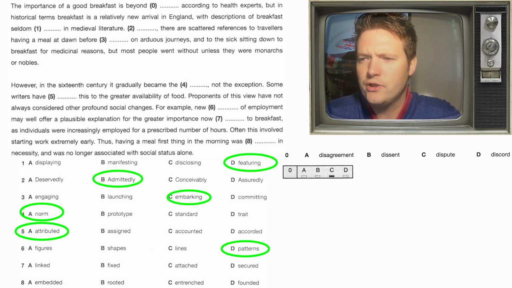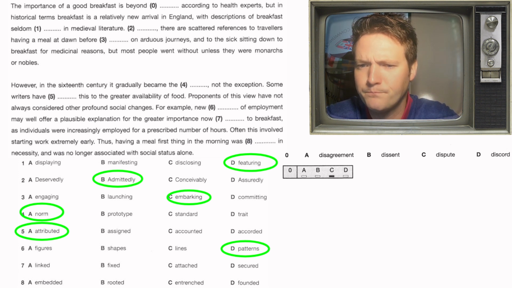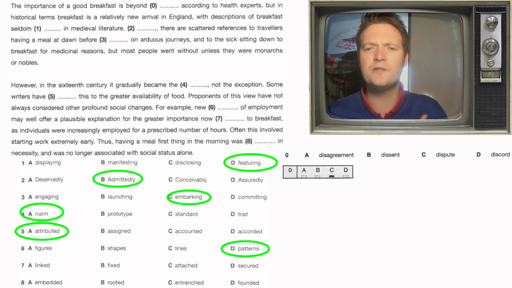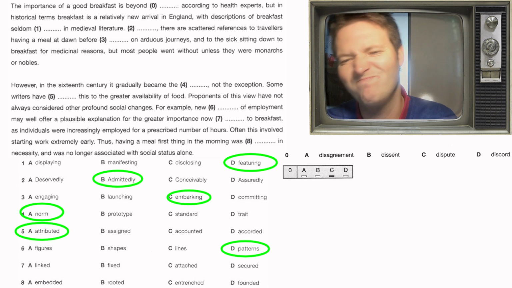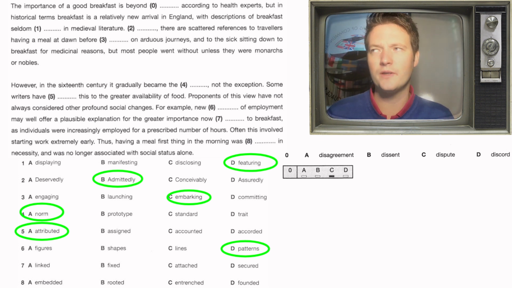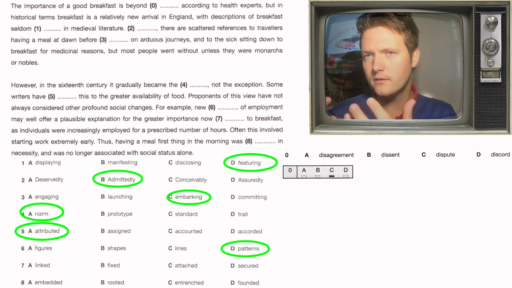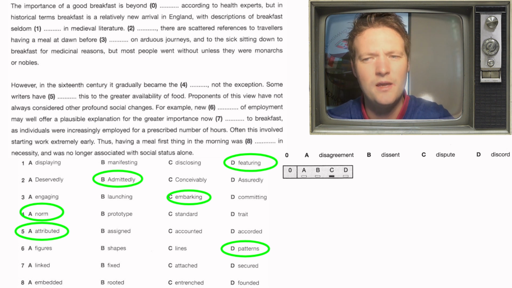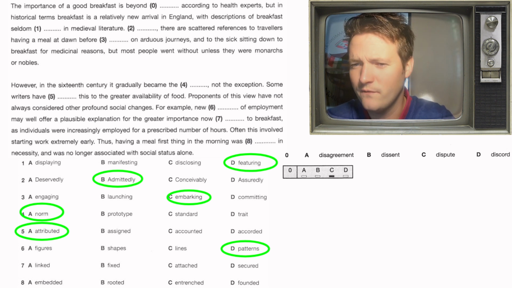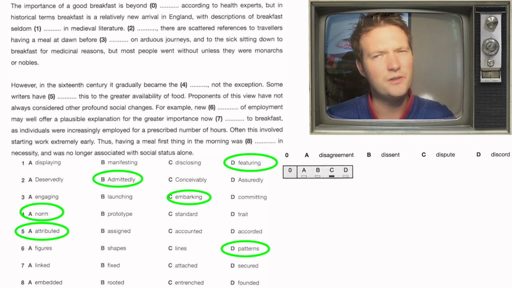Linked, fixed, attached, secured. "The greater importance now put on breakfast." Linked to breakfast. I don't think linked. It's like people are seeing that there is a link between importance and breakfast. That doesn't make sense, I don't think. Fixed to breakfast. I don't think you say that.